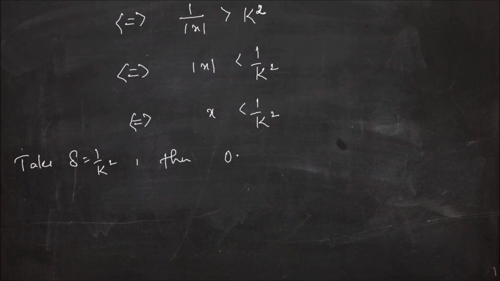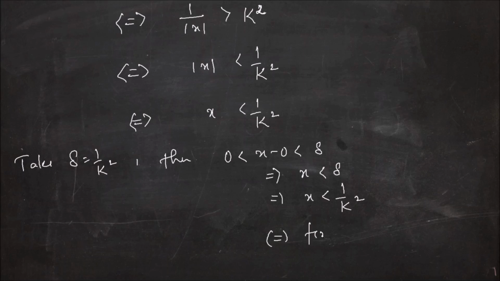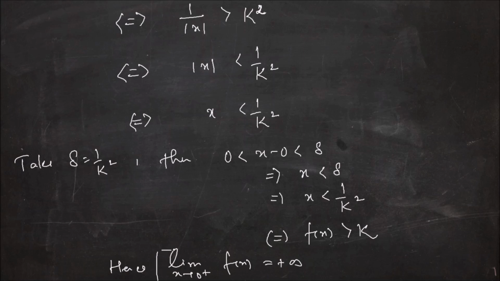Then 0 less than x minus 0 less than delta implies x is less than delta, and this implies x is less than 1 by k square, and from here we get this is equivalent to f x is greater than k, and this is what we wanted to prove. So hence limit x tends to 0 positive f of x is equal to plus infinity. So this proves the first limit.